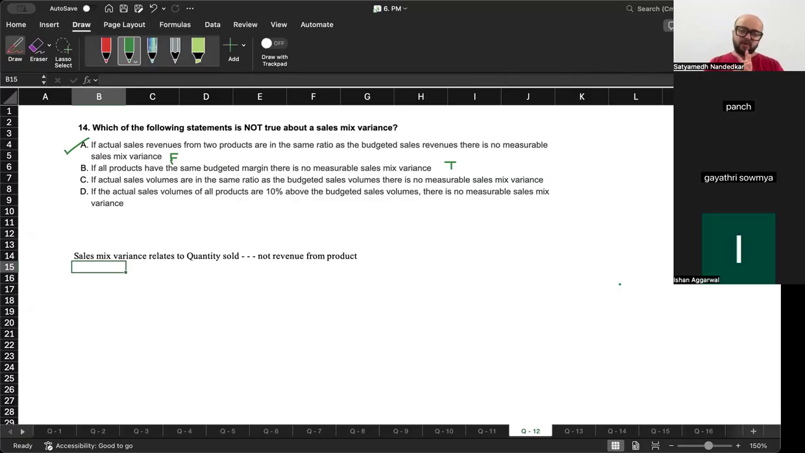If actual sales volume are in the same ratio as the budgeted sales volume, there is no measurable sales mix variance. Okay. Now sales volume are in the same ratio as the budgeted sales volume. Actual sales volume, meaning quantity, in the same ratio as budgeted sales volume. Yes, this is true. Then there is no sales mix variance. It is all a game of ratios, and that too quantity related.